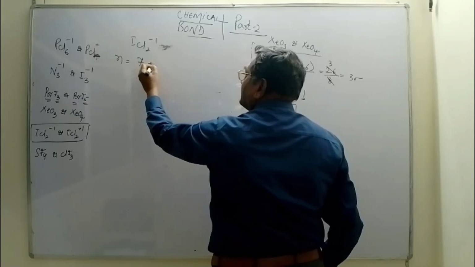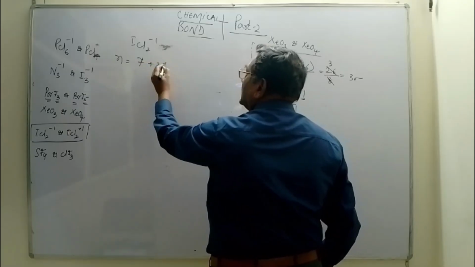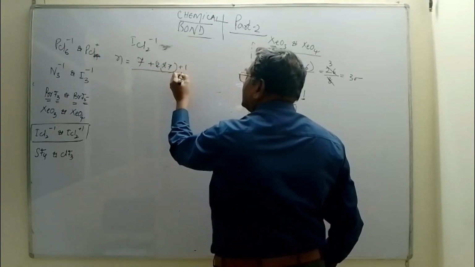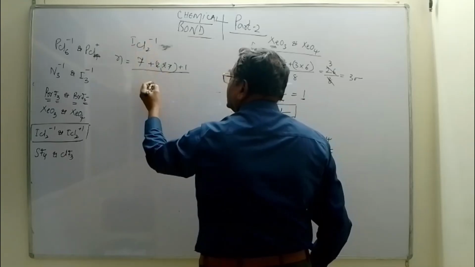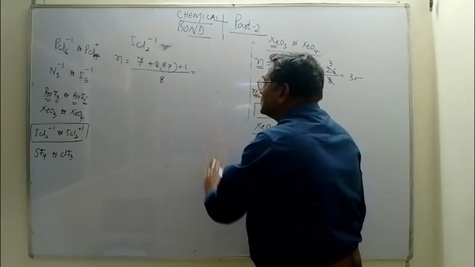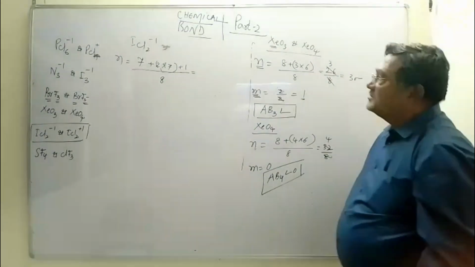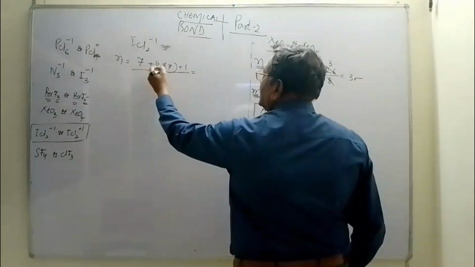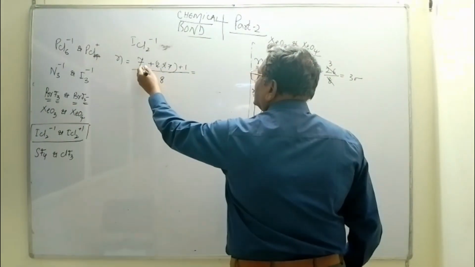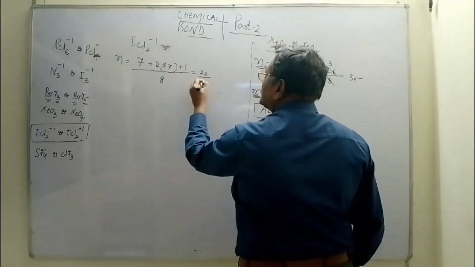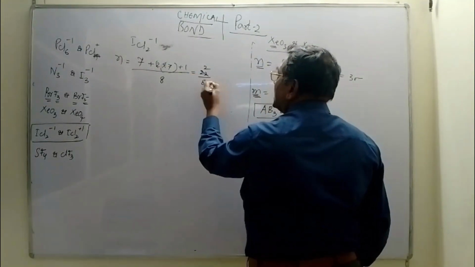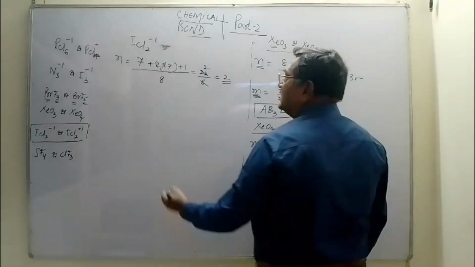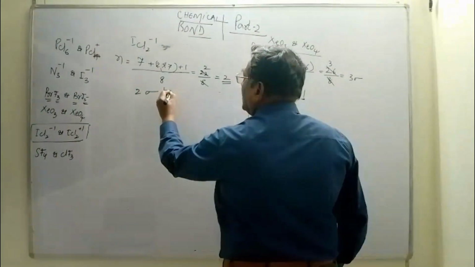This is going to be 7 plus 2 into 7. Because 2 chlorine atoms are there, and the minus is there, we should add 1 electron or negative charge, by 8. How much did you get here? That's going to be 7, 14, 21 and 22 by 8. 8 2s are 16. 2 sigma bonds you got here, that's nothing but 2 sigma bonds.